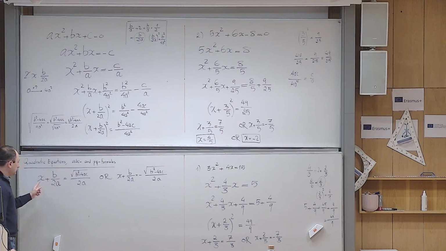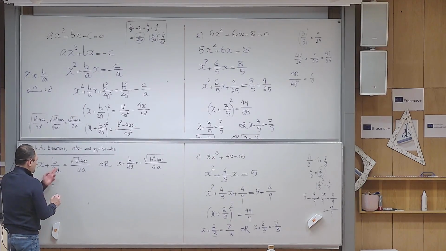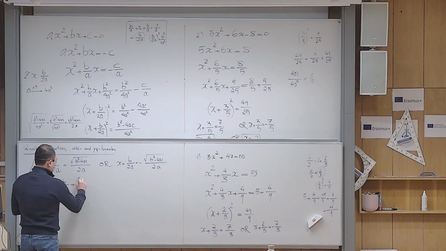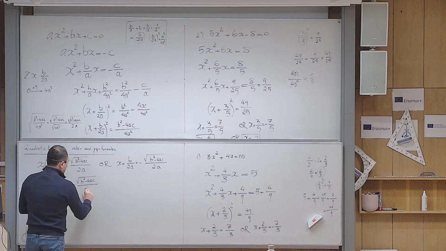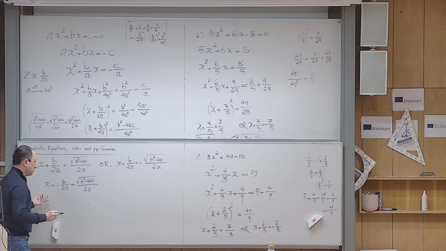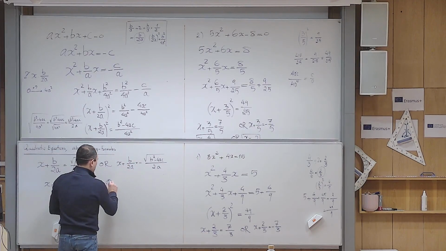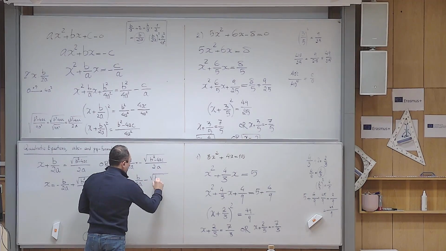I move this to the other side because I want to isolate my x. So if I move this to the other side, this is positive, it becomes negative. And then this is plus. The formulas look a little bit horrible, but these are very standard ones. You will also learn it, do it smoothly. And then this one I move to the other side. It becomes minus b over 2a minus square root of b squared minus 4ac over 2a.